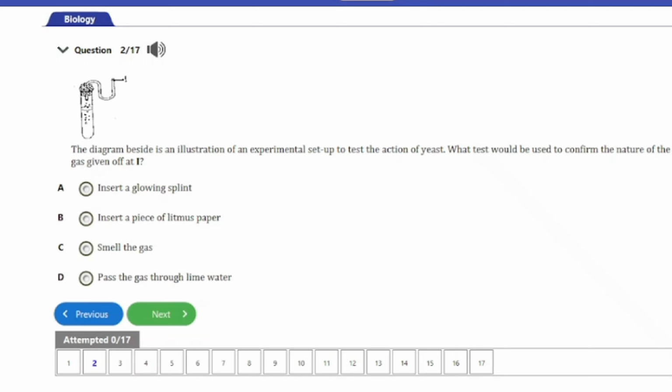The answer to this question is option D, pass the gas through lime water. The reason we are passing the gas through lime water is that this process is a fermentation process, and as such will yield carbon dioxide. So in order to test for this carbon dioxide, we have to pass the gas evolved through lime water. And that's it for that question. Let's go ahead and consider the next question.